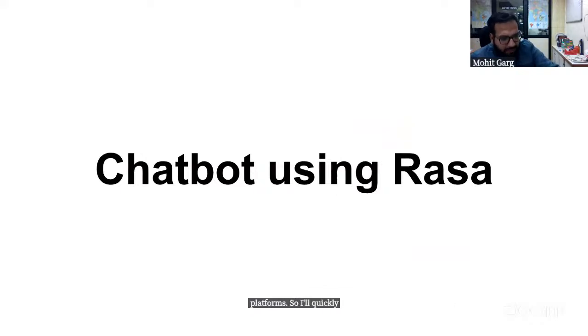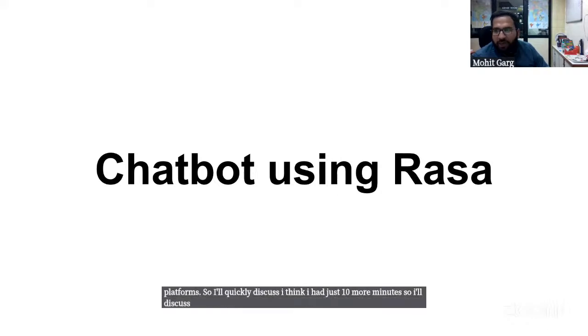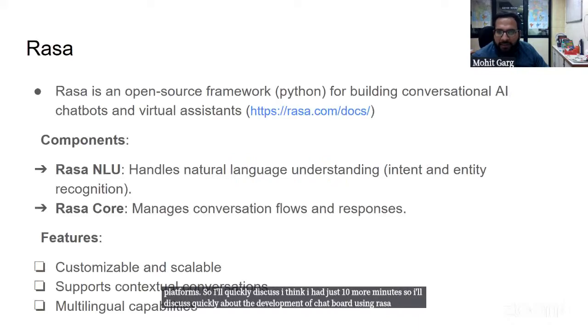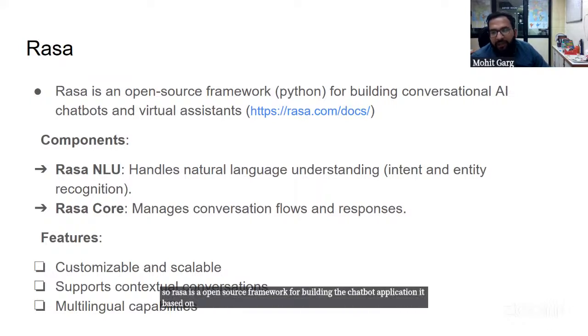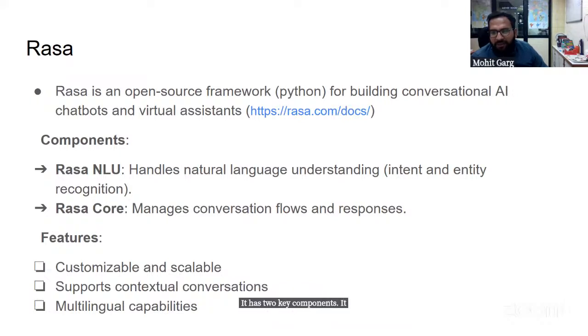I think I have just 10 more minutes, so I'll quickly discuss the development of a chatbot using Rasa. Rasa is an open source framework for building chatbot applications. It's Python based. It has 2 key components. It handles natural language understanding, and it has Rasa Core, which manages the conversation flow and responses.